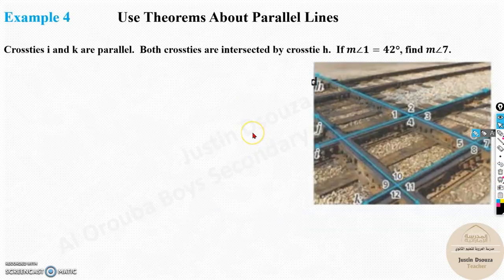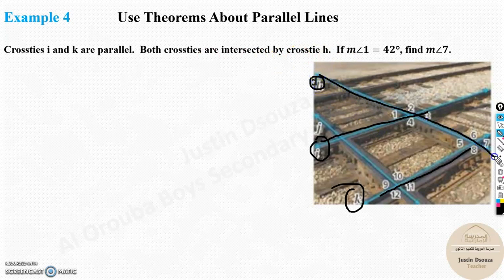Then we will look into some problems now. Use theorems about parallel lines. Cross ties I and K, this is about railway cross ties, are parallel. Okay, over here you can see I and K. It is a little bit faded. I is over here, K is over here. So this is one line and this is one line and they are parallel. Both cross ties are intersected by cross tie H. Can you see this line H over here? So this is cutting them.